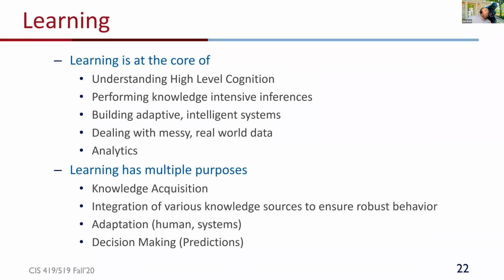Okay, so what are we going to do here? We're going to deal with learning. Learning is really at the core of high-level cognition, performing what we are doing all the time, which is knowledge-intensive inferences, and from the computer science or application perspective, building adaptive intelligent systems, and in general, dealing with messy real-world data. So there are many applications and many purposes of learning that you might care about, from knowledge acquisition to integration of various knowledge sources to adaptation and decision making.